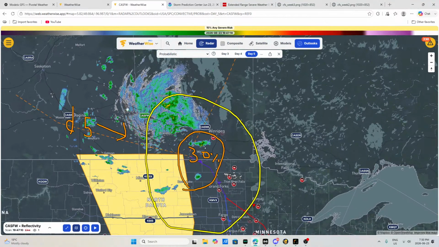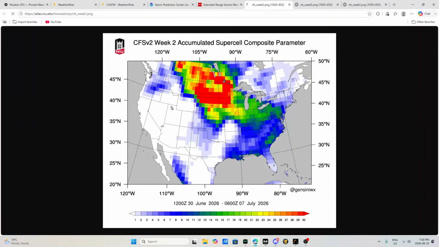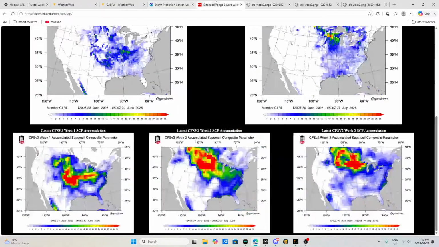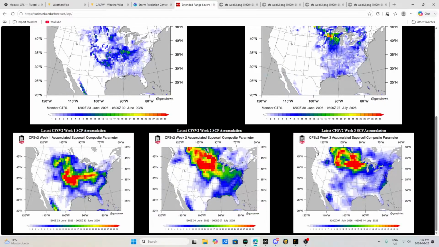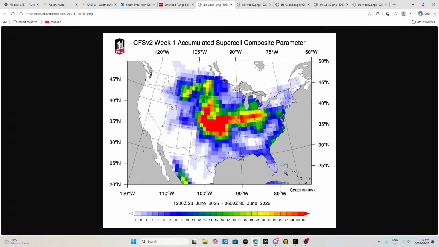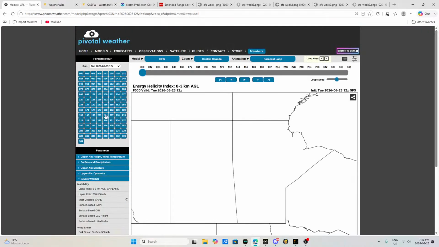But yeah, so that's all I really wanted to cover. You can see CFSv2, June 30th to July 7th. It's showing a broad area of red throughout the Prairies. For week 3 too, it's showing it for the Winnipeg area. Week 1, it's going to be showing a very weak area of supercells. I think that's really it.